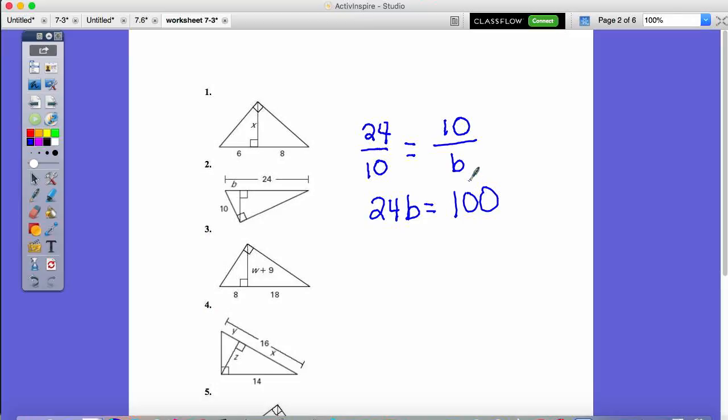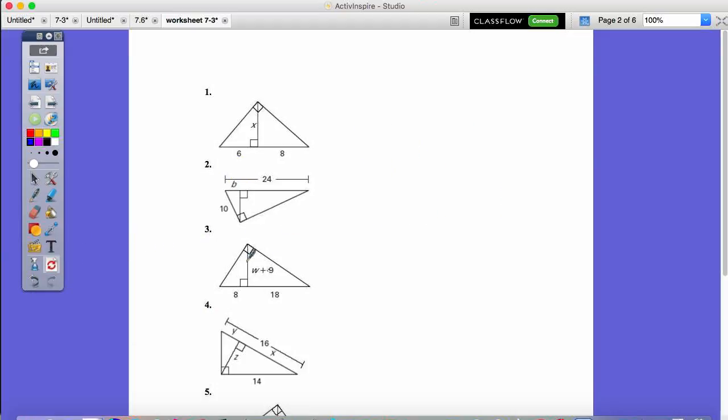Times the letter b equals 100. And 100, I have a calculator off screen here, divided by 24 is 4.2, is what that rounds to for B.